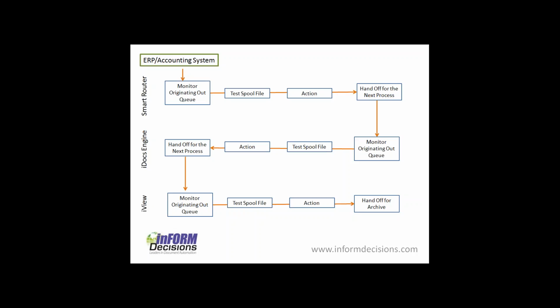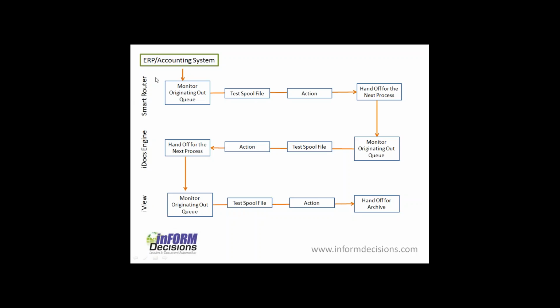And the logic is simple. It starts, as you can see on the top left here, where we're going to monitor an out queue. We're going to do a test of that spool file to make sure that, hey, that's the spool file we want to work with. We're going to take an action. We want to do something with that spool file, right? We maybe want to invoke a merge process, maybe we want to manipulate it, and then we're going to send that off for a handoff. And that's the whole logic through this whole process.